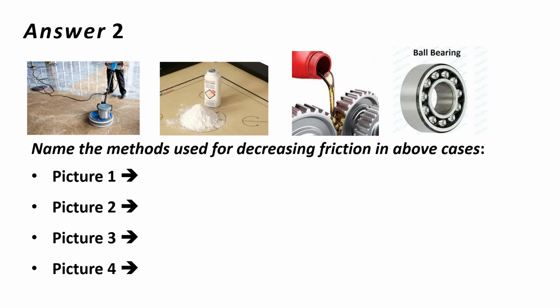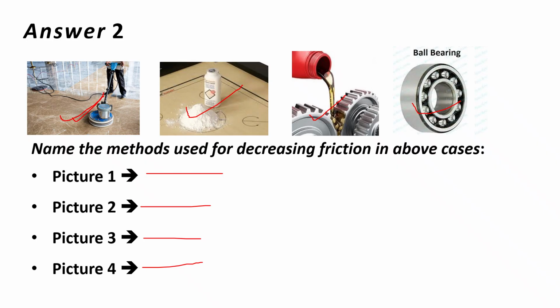Now first is polishing. They are polishing the floor. Second, they are using powder on carom boards, sprinkling powder on carom boards to decrease friction. Third, oil or lubricating. You can write oil, or you can write lubricating, to reduce friction. And last, using ball bearings to reduce friction.